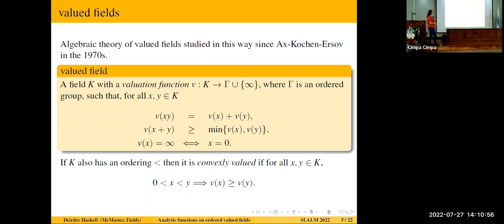Now, if my field K also has an ordering, then we'll say that the valuation is convex with respect to the ordering if for all x and y, if x is less than y and positive, then the valuation of x is greater than or equal to the valuation of y. So we're switching over again: x is smaller than y if its valuation is larger.